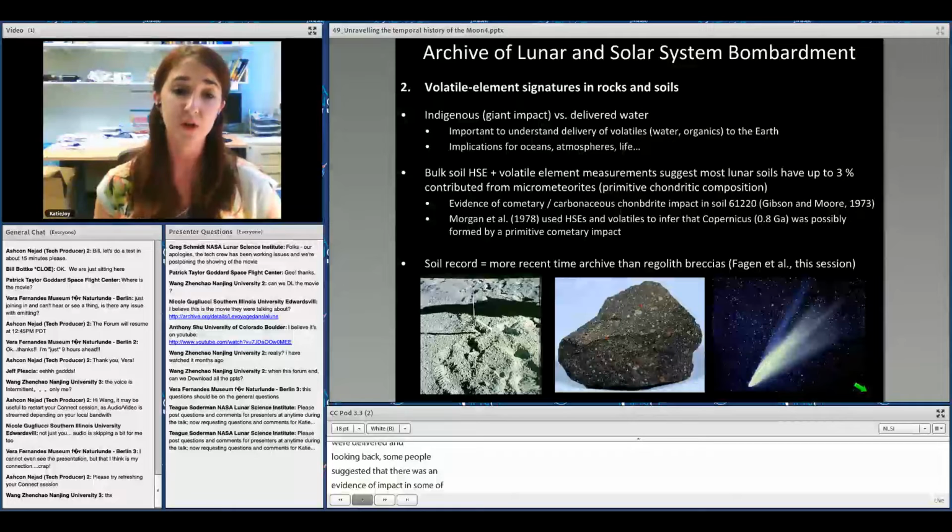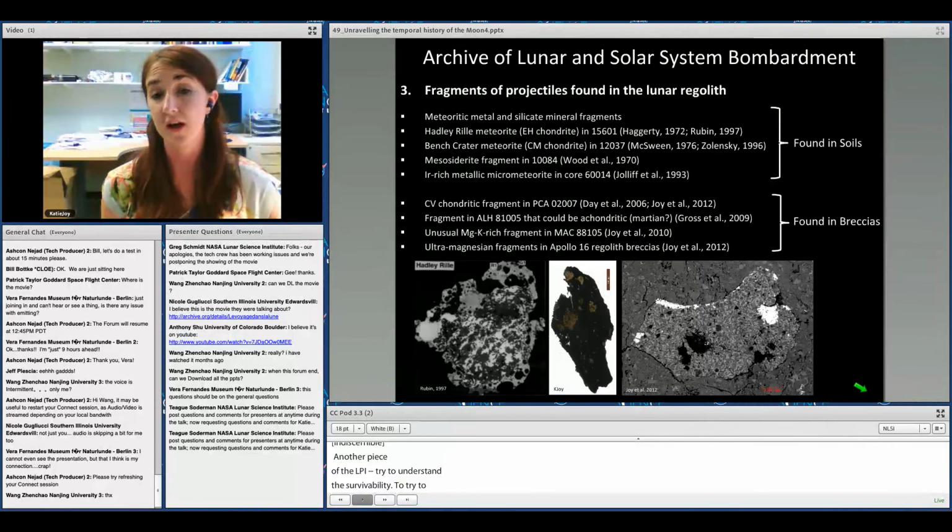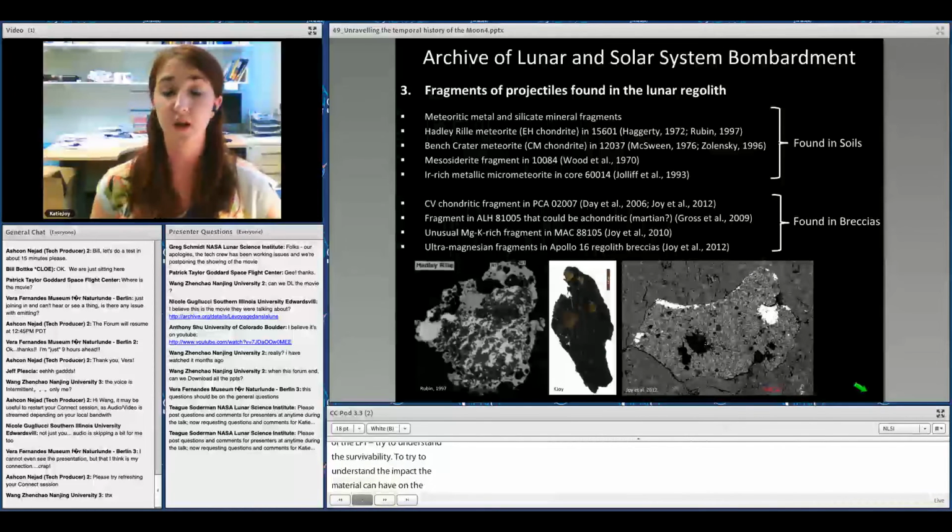And groups are using hydrogen isotope evidence to look at the agglutinate chemistry to try and understand the sources of volatile material being delivered to the regolith. One of the pieces of work that I was involved with in the LPI group was to try and understand the survivability of projectile material being delivered to the moon. So actually trying to understand if impact meteorite material can be delivered to the lunar surface and how that relates to survivability. And the good news is there is meteorite material that we found within the lunar regolith, both within the soils and the breccias, by previous workers and by our study that was published last year.